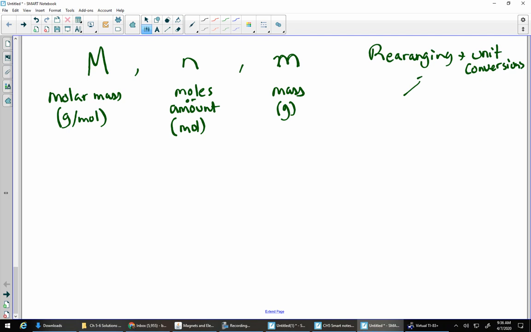And then also a bit of rearranging equations and, back to that, unit conversions. Unit conversions is just going to be so important for this unit. So let's start with molar mass.